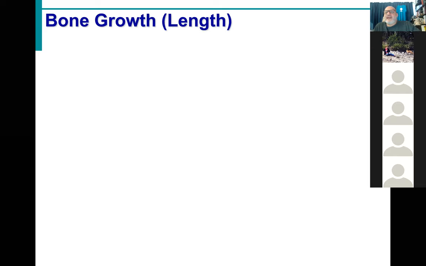All righty. So that is the game plan that we know. Let's talk first about our growth of bones in length.